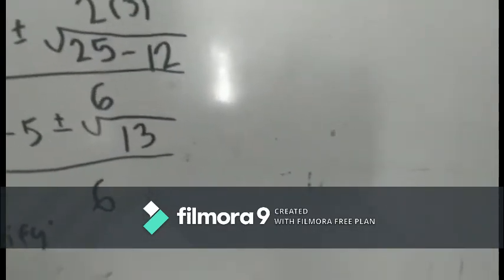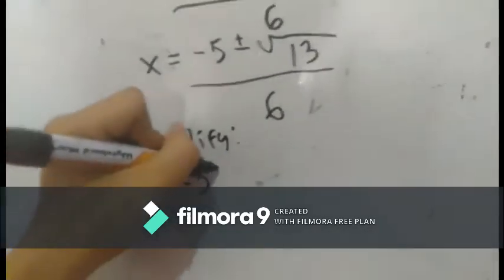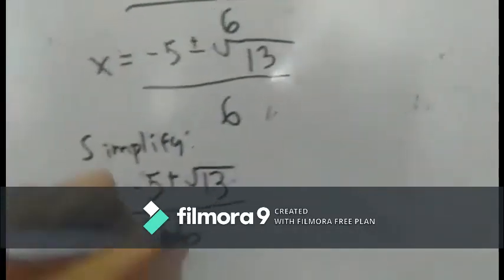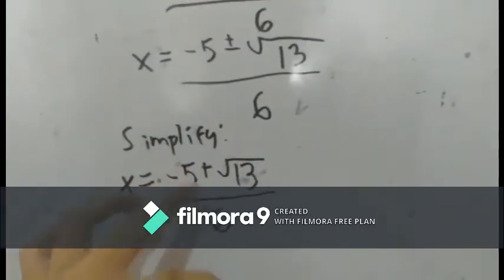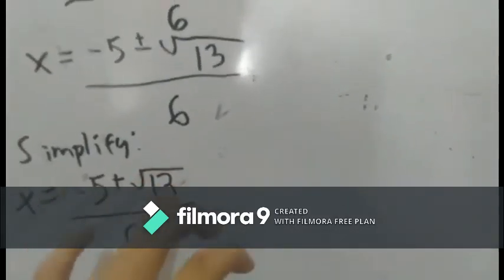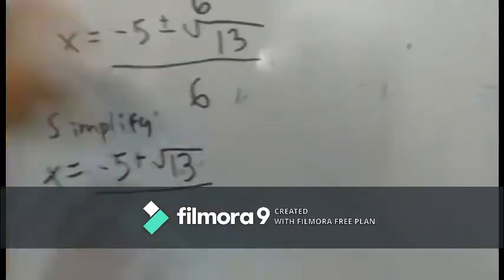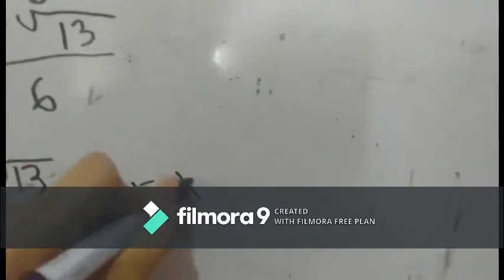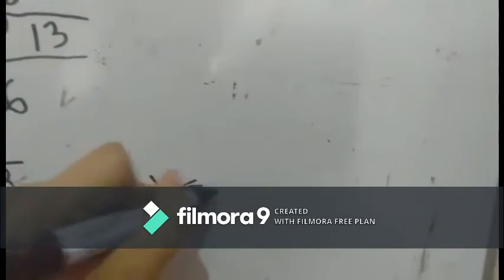X equals negative 5 plus 13 over 6. As you can see, we cannot simplify the 5 over 6 because 5 is odd. And we should no longer touch this, because it is already in its simplest form. And then, this is the zero product property. Ay, not the zero product property. This is the final answer.